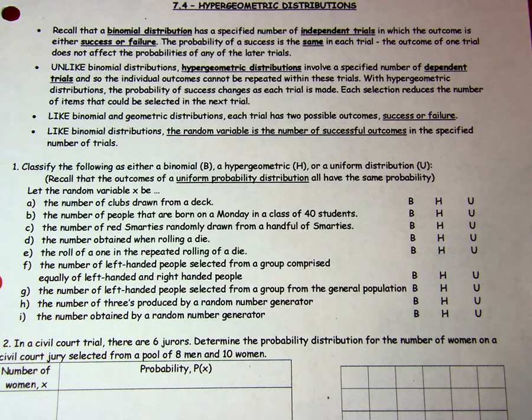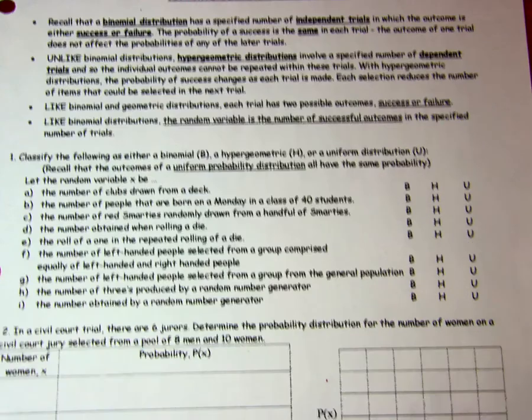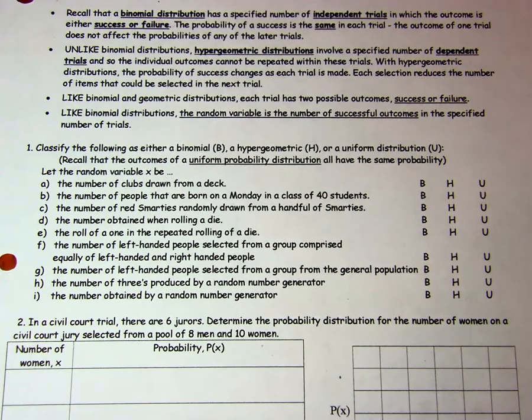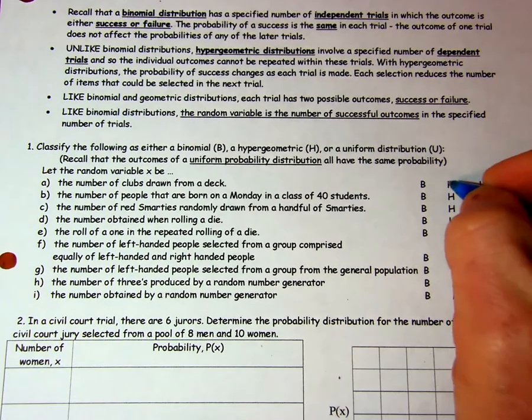Okay. So the number of clubs drawn from a deck. Let's say you draw one card, take a look at it, then draw another card, and draw another card. So what would be the distribution of the number of clubs drawn from a deck? Would that be binomial, hypergeometric, or uniform? What do you think? Okay, well, I'll just give you the answer then.